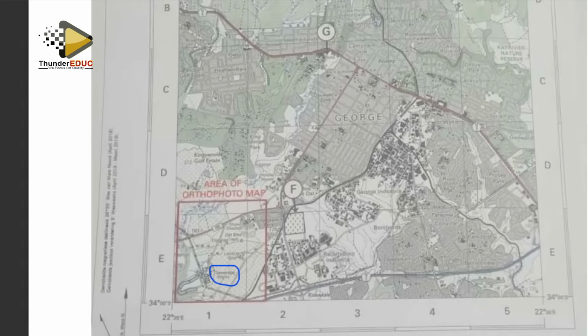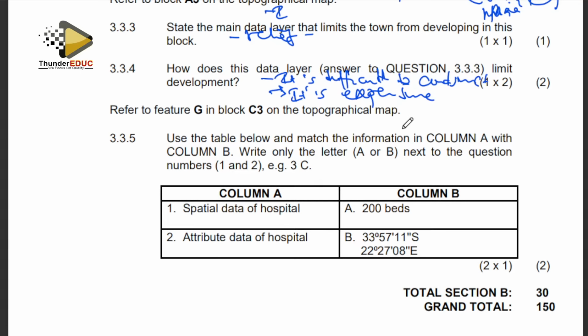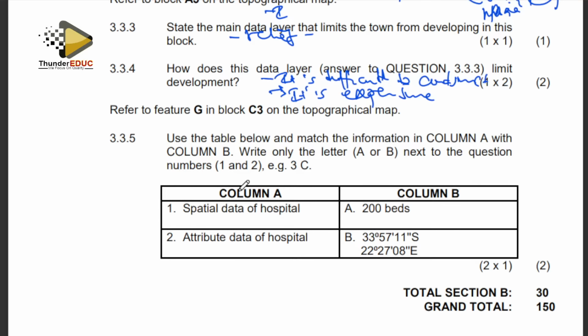Okay. Let's look at our questions quickly. Refer to feature G on the topographic map. Come here. G is here on the topographic map. 1, 2, 3. So we are here. Sorry, we are referring to this. All right. The first question says, use the table below to merge the columns.